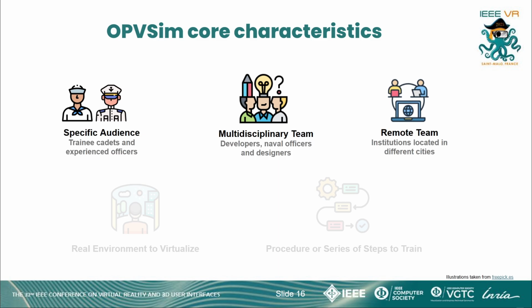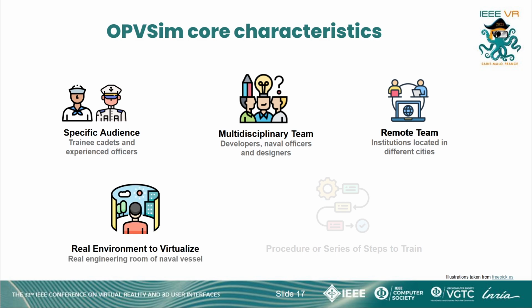The institutions involved in the development of the simulator were located in different cities. Therefore, requirements had to be gathered remotely, including defining the simulation steps and specifying the virtual environment. The simulator environment would result in virtualizing the engineering room of a naval vessel in our fleet.